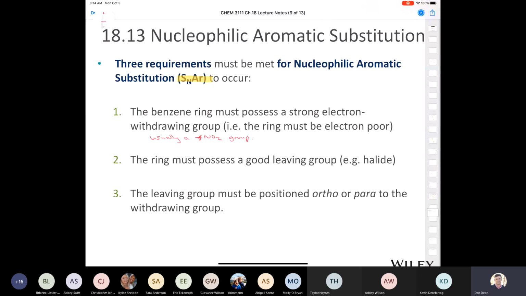The ring has to possess a good leaving group, a halide, right? Either an iodide, a bromide, or a chloride. So it's going to have one of those. Now here's the kicker: that leaving group has to be positioned either ortho or para to the withdrawing group.